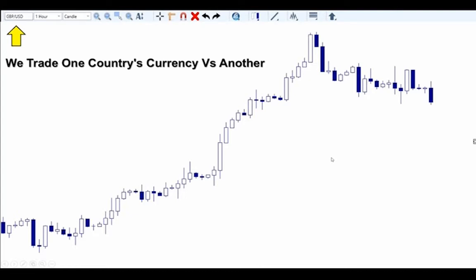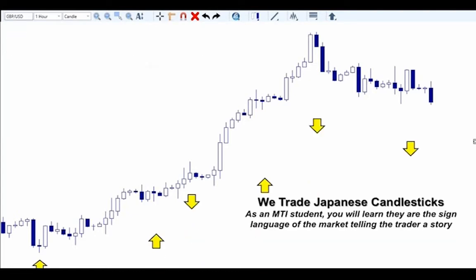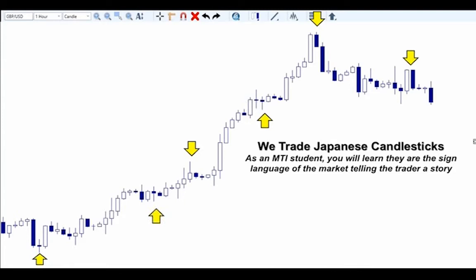So in essence, what we're looking at here, as the market's going up, the Great British Pound is gaining in value versus the US dollar, and when the market goes down, the US dollar is gaining in value versus the British Pound. Now, these little rectangles you see on your screen, we teach our students how to trade utilizing what are called Japanese candlesticks. For those of you not familiar, this is what's called a candlestick chart.